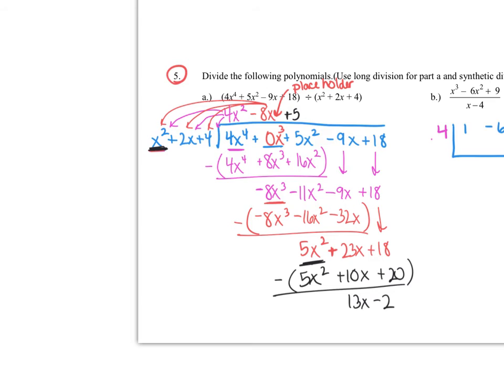So when you write your overall answer, it will be 4x squared minus 8x plus 5 plus your remainder over your divisor.